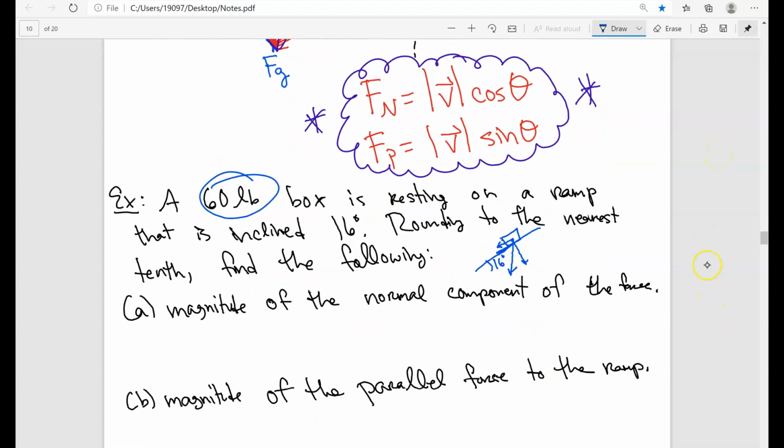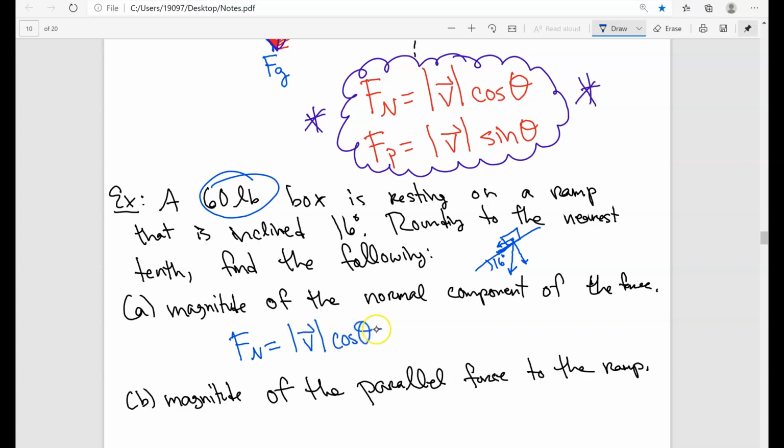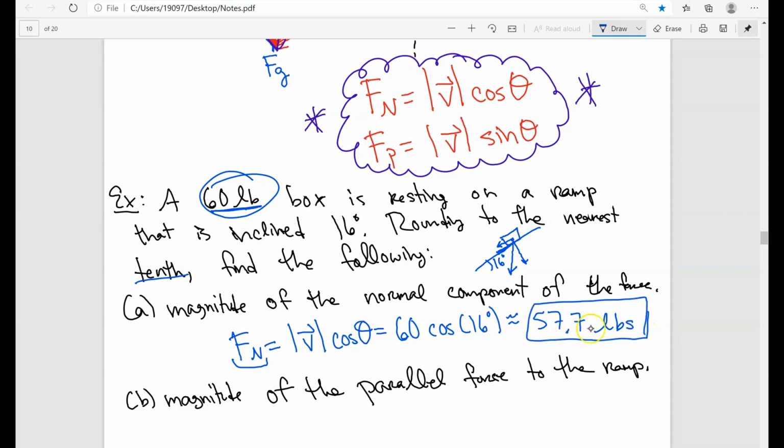So the normal force is going to be the magnitude of the box times the cosine of theta. So this is going to be 60 times the cosine of 16 degrees, and we want to round it to the nearest tenth. So we're going to take 60, multiply it by the cosine of 16 degrees. That's going to give me 57.7. Since this is a unit of force, it will be pounds. And nearest tenth is just one decimal.